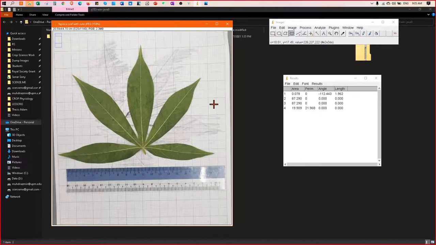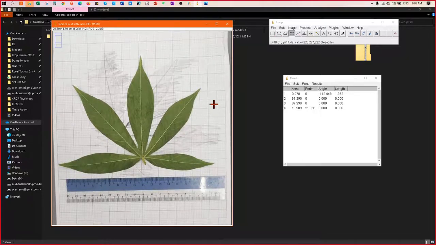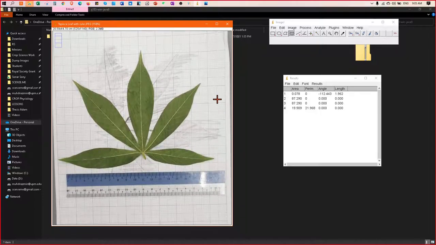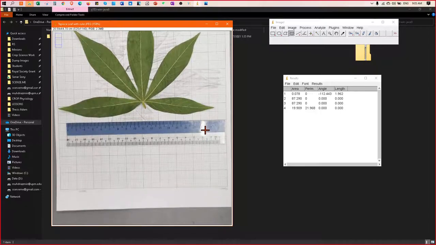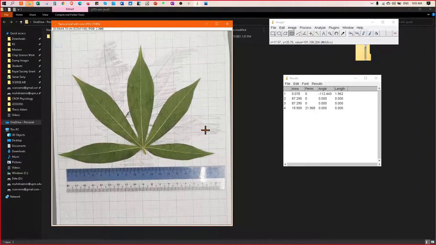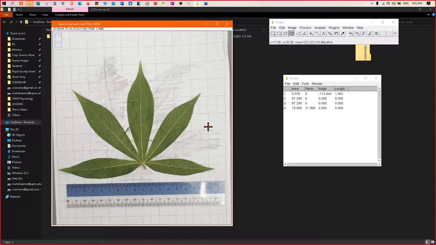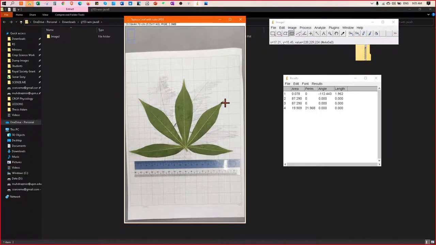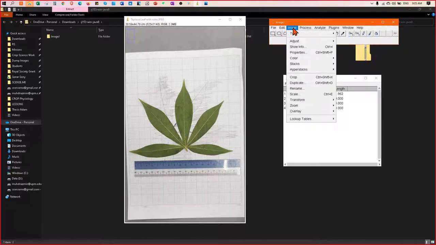The other way to do it is to use the threshold technique. I'm not sure how well this is going to work. Let's try this. I think I've found a better way to do it, but I'm not certain at the moment because I've only done it a couple of times, but not to worry. Let's do it the old way. The scale is still the same, ImageJ knows that. We need to change this image into 8-bit. So change it to 8-bit.